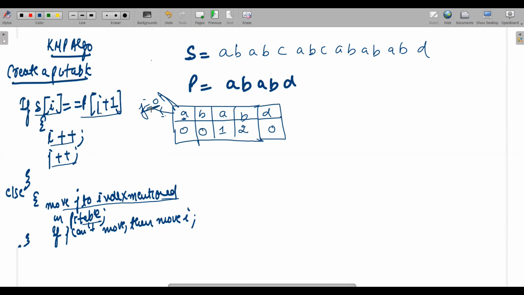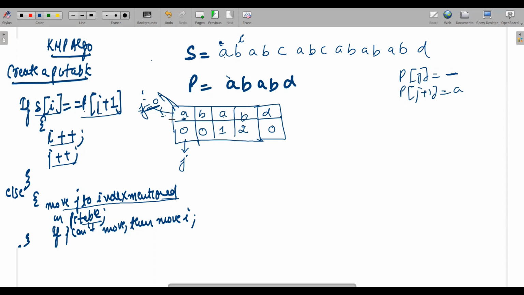So your pointer will shift accordingly. You are going to match S of I, which is at this location, A, with pattern of J plus 1. If initially the pointer is at this particular instant, P of J plus 1 would be this A. It means P of J has no value, but P of J plus 1 would be your A. So your A is matched with this A. Definitely there is a match. So what you will do, you move your pointer I. So I points over here and your J points here, right?